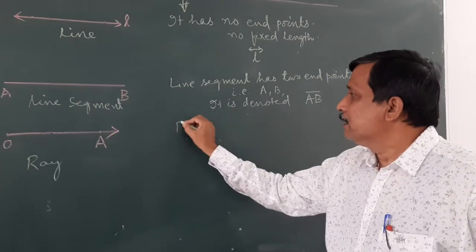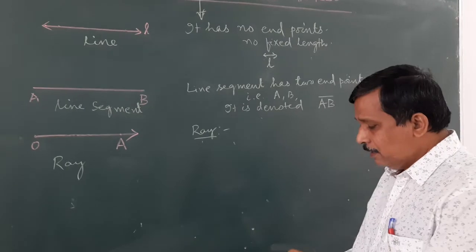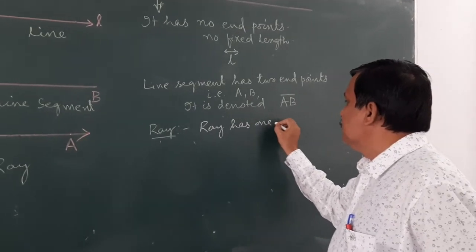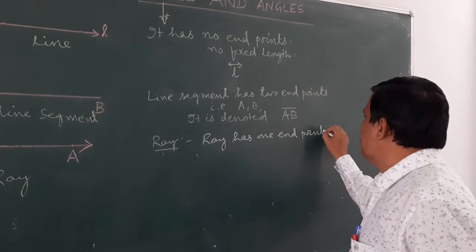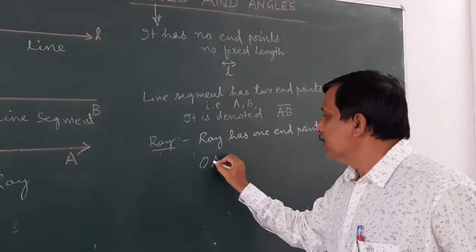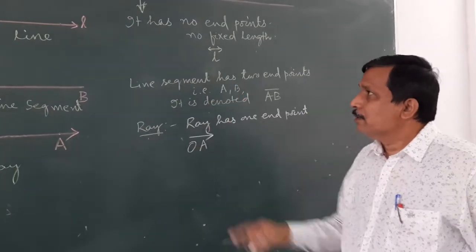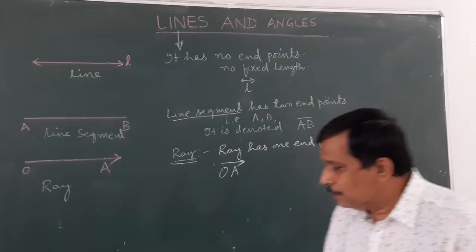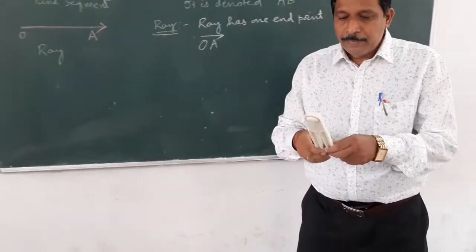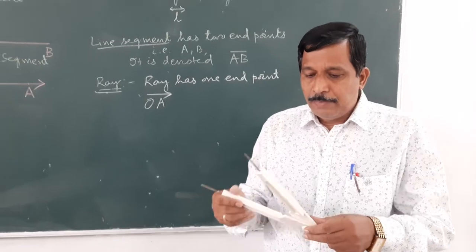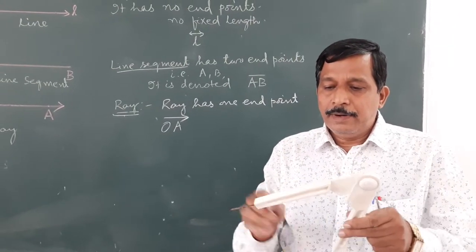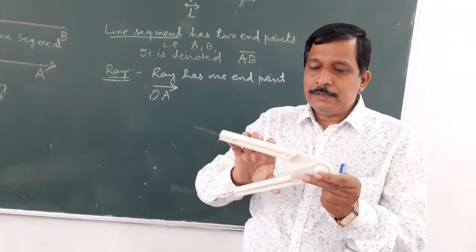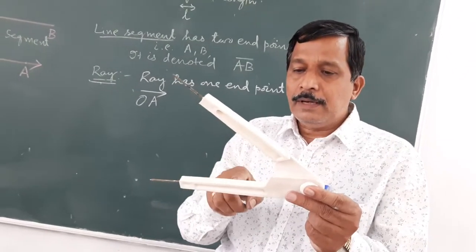And this is a ray, and this ray has one endpoint, and it is written as ray OA. So this is about your line, line segment and ray. Similarly, you see here, suppose this is your compass, a divider. It has two legs. When these two legs are open, you will see that it is forming an angle.